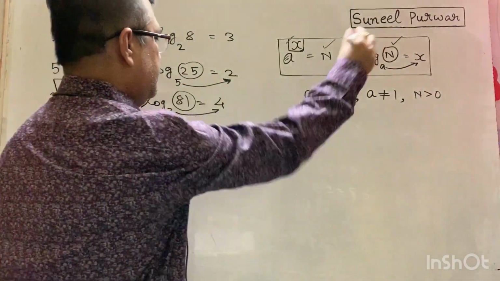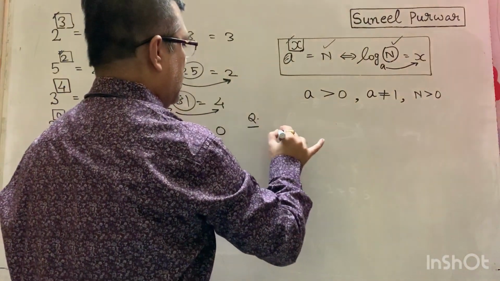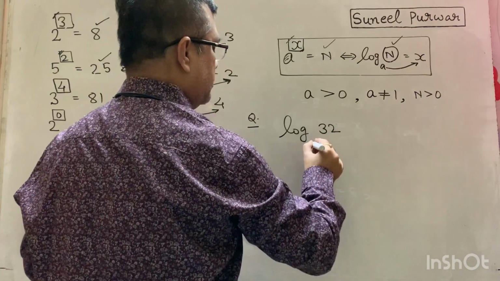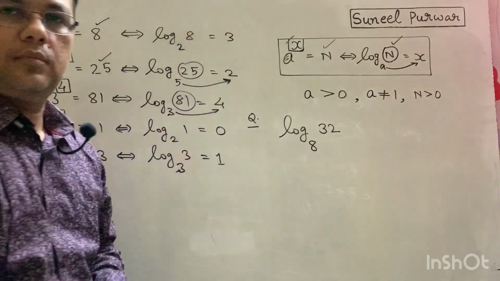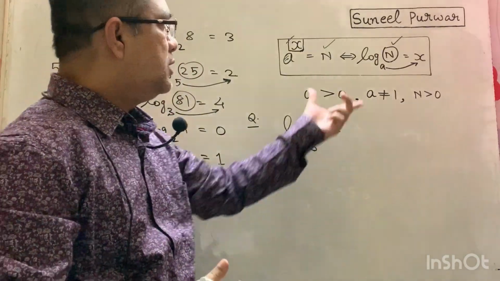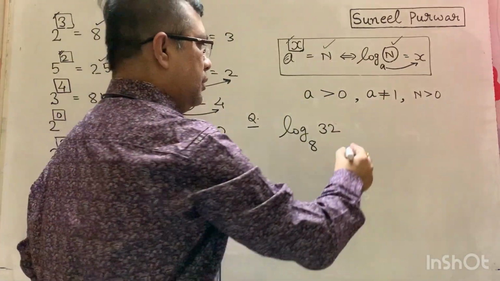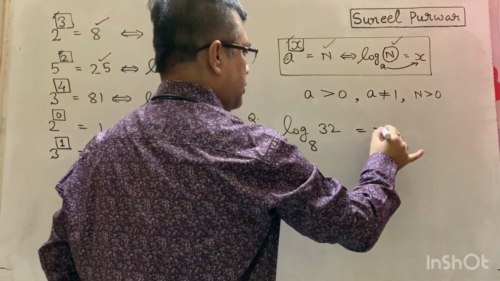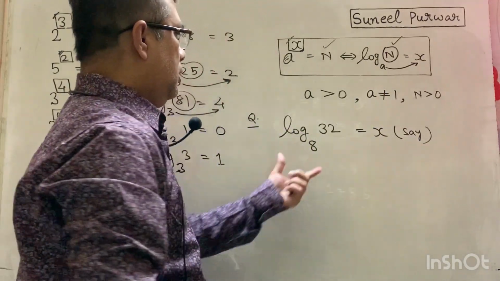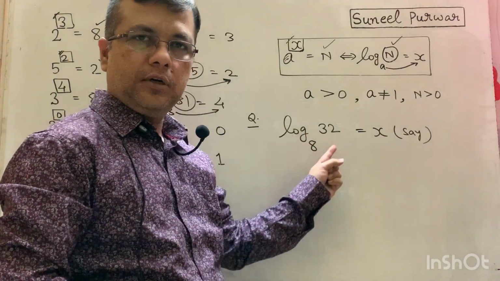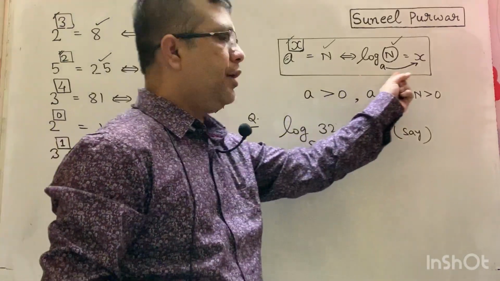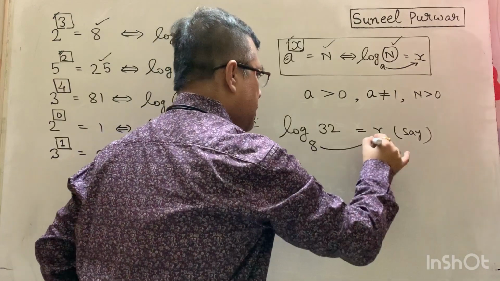Suppose I ask you, what is log of 32 at the base 8? Now, the way to find log values is using this definition only. Okay. So you say, let this value be equal to x. So we want to know log of 32 at the base 8. I am saying, let's say this number is x. So as per this arrow, okay, what will you write? 8 power x equal to 32.